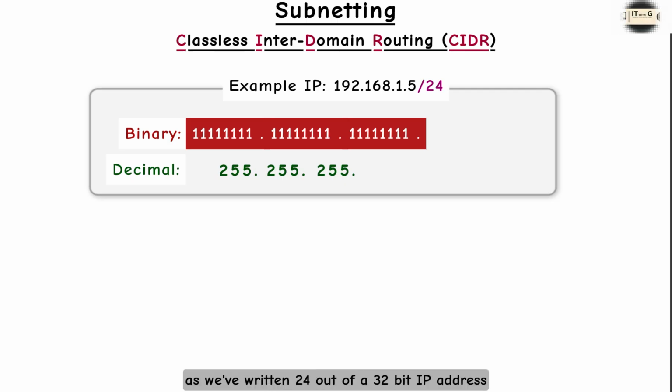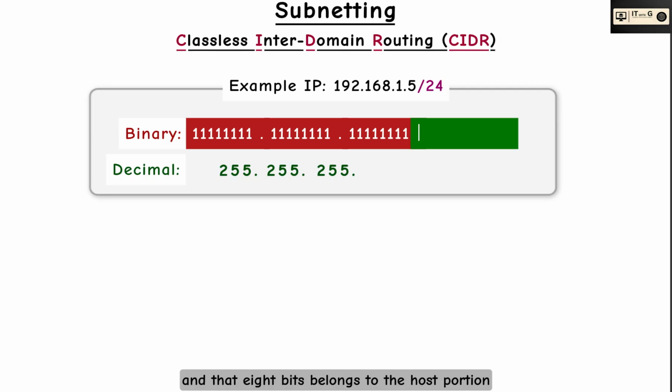And then as we've written 24 out of a 32-bit address, obviously we have just 8 bits left, and those 8 bits belong to the host portion, and they are always written in zeros. So that's just it. We are going to have 8 zeros here.